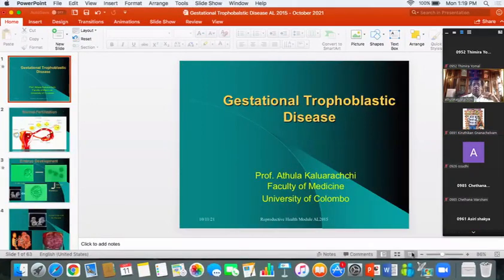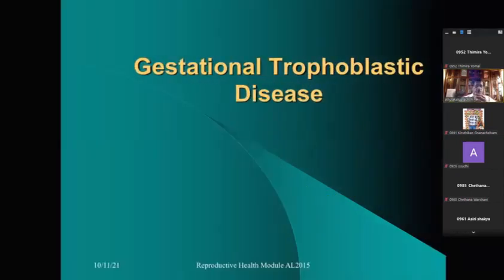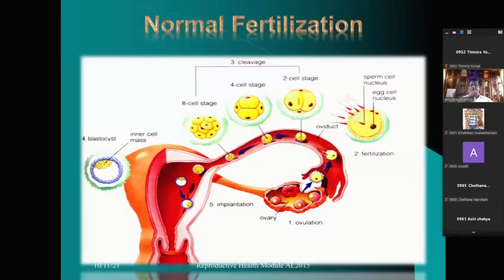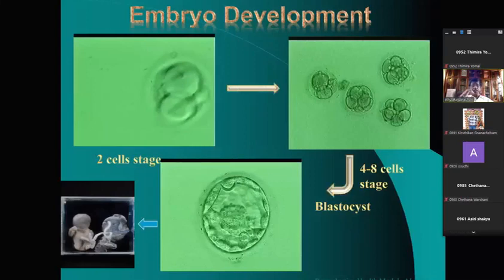Right. We're going to talk about a group of disorders which are called gestational trophoblastic disease. Right? Now you know, in a normal situation, this is what happens normally. You have an egg being released, and you have the sperms entering, and they get fertilized. Okay, and start dividing into 2 cells, 4 cells, 8 cells, and so on.